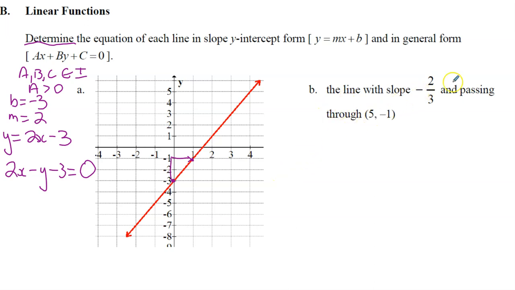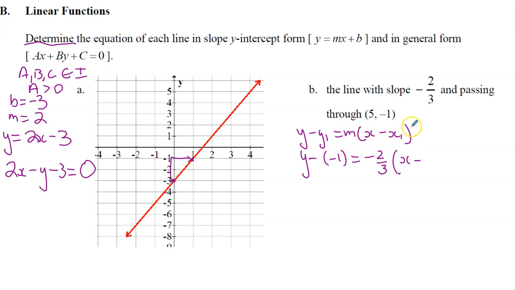Okay, here we have a point and a slope. So we're going to use the point-slope form of the equation of a line. And you should be pretty familiar with this one from previous math courses. So y minus y1, so y1 is -1. So y minus -1 is equal to m. Okay, so that's our slope, -2/3 x minus, and in this case, x1, that's the 5, x minus 5. All right, simplify, we got y plus 1 equals -2/3 bracket x minus 5.